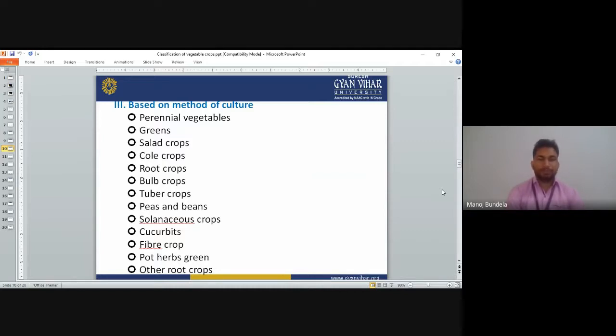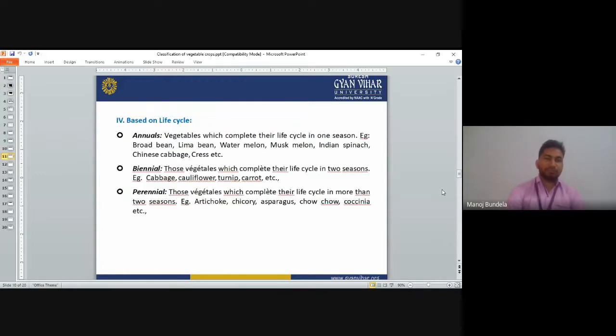Pea and beans. Solanaceous crops: tomato, brinjal, chili. Cucurbitaceae: cucumber, muskmelon, watermelon. These all are fiber crops, like some beans. They come under the fiber crops. Potato is also a good source of fiber. Oat, herb, greens, or other root crops. So these are based on the culture.